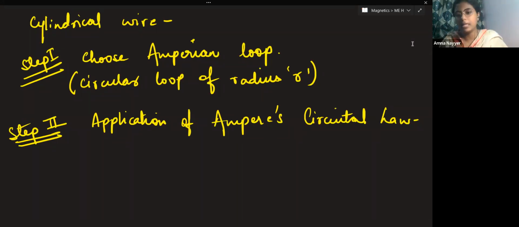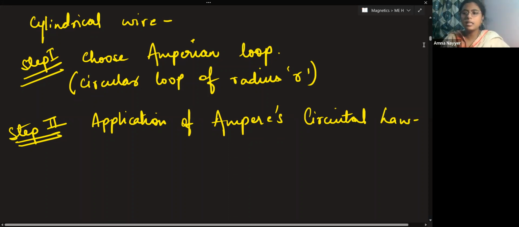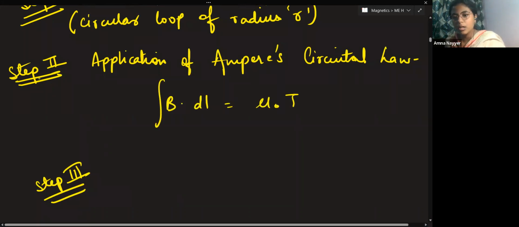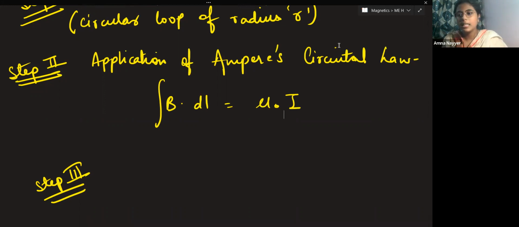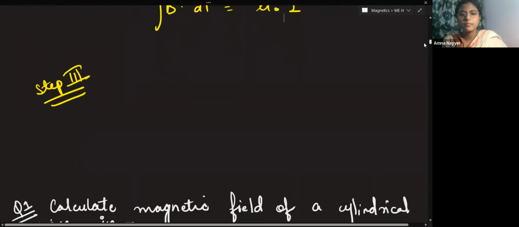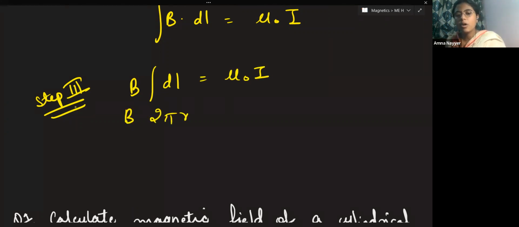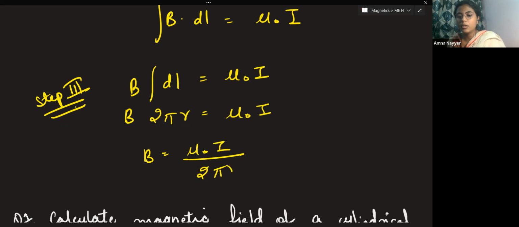Second step includes application of Ampere Circuital Law. Ampere Circuital Law was what? Ampere Circuital Law is the integral of B dot dl, and this is equal to mu naught I. Fine. Now step 3. Step 3 will be what? B will be kept over here. Integral of dl mu naught I. Integral of dl will be 2 pi small r, mu naught I. Magnetic field formula for a cylindrical wire is mu naught I divided by 2 pi r.